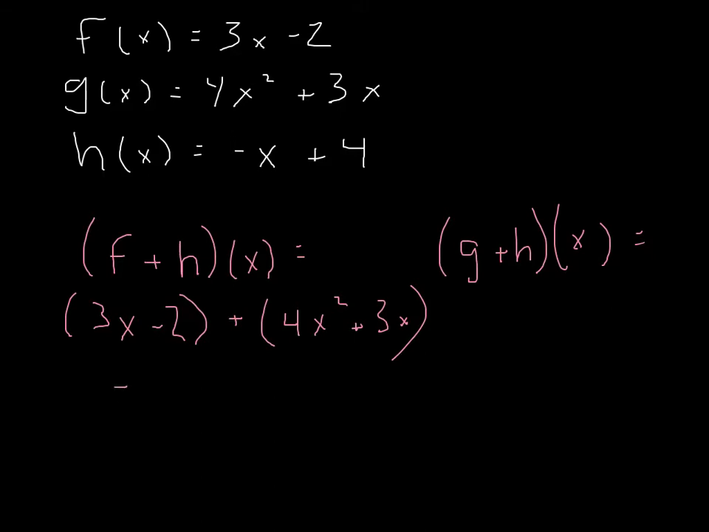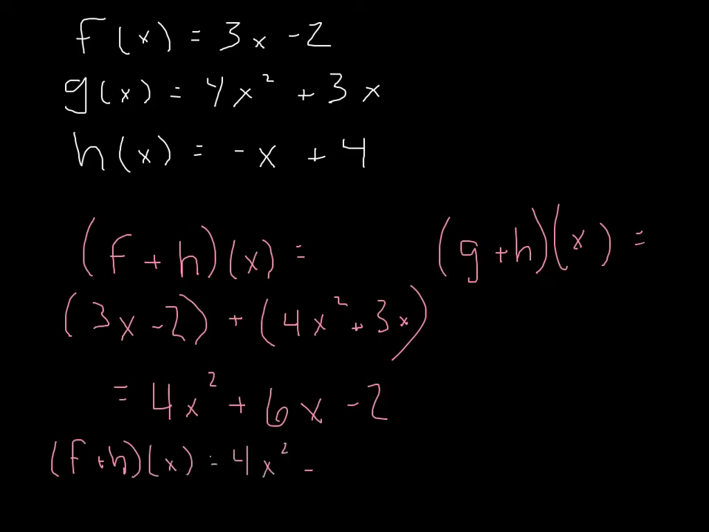So in this case, I don't have any term that's alike with the 4x squared. I don't have any term that is alike with the 3x. I do have two 3x's. So those two 3x's will make 6x. I don't have any term that is alike with the minus 2. So my new function, f plus h of x, is actually equal to 4x squared plus 6x minus 2.